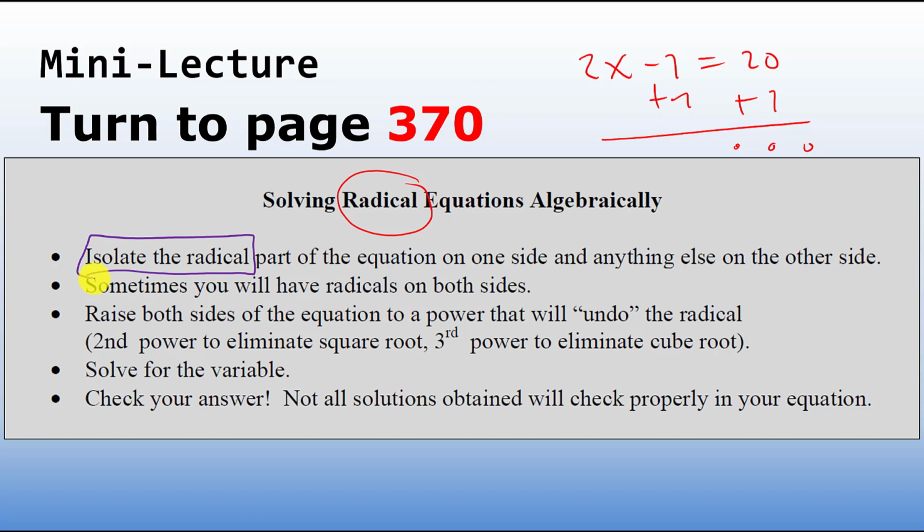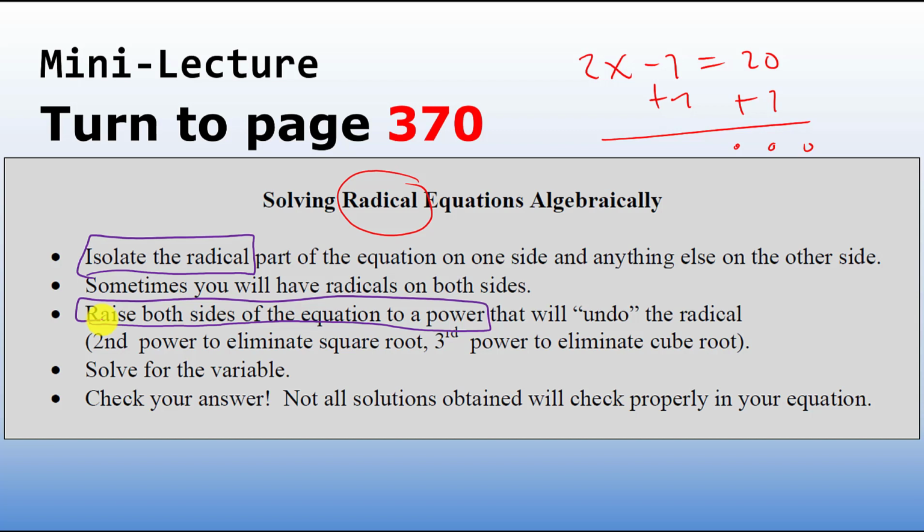Isolate the square root. And once the square root is isolated, you can do a power on both sides. Raise both sides of the equation to a power. If it's a square root, it's going to be the second power. The second power will undo square roots. We aren't going to be doing much in the way of cube root equations, but if it was a cube root, you'd do a third power on both sides.